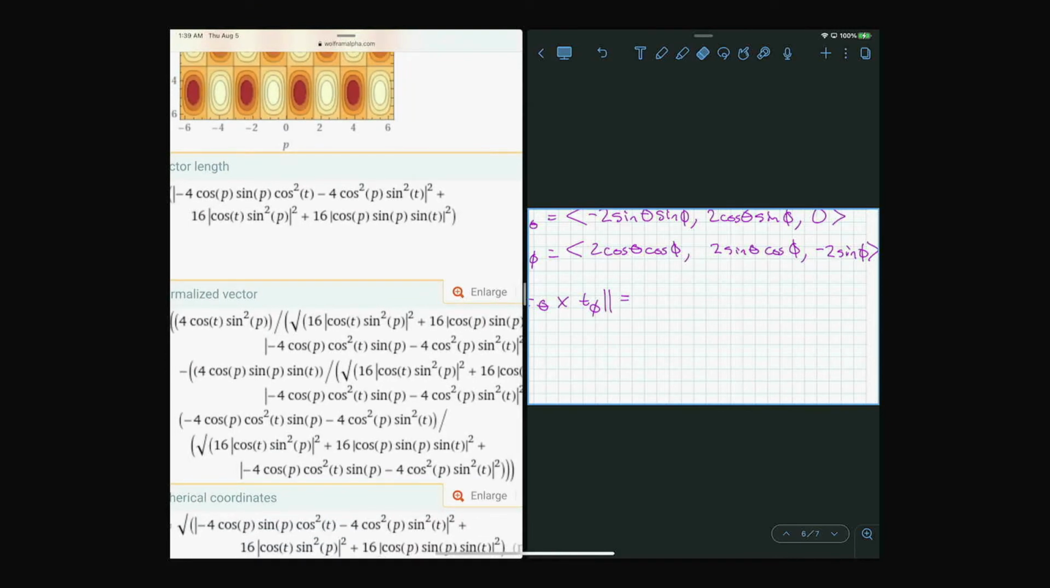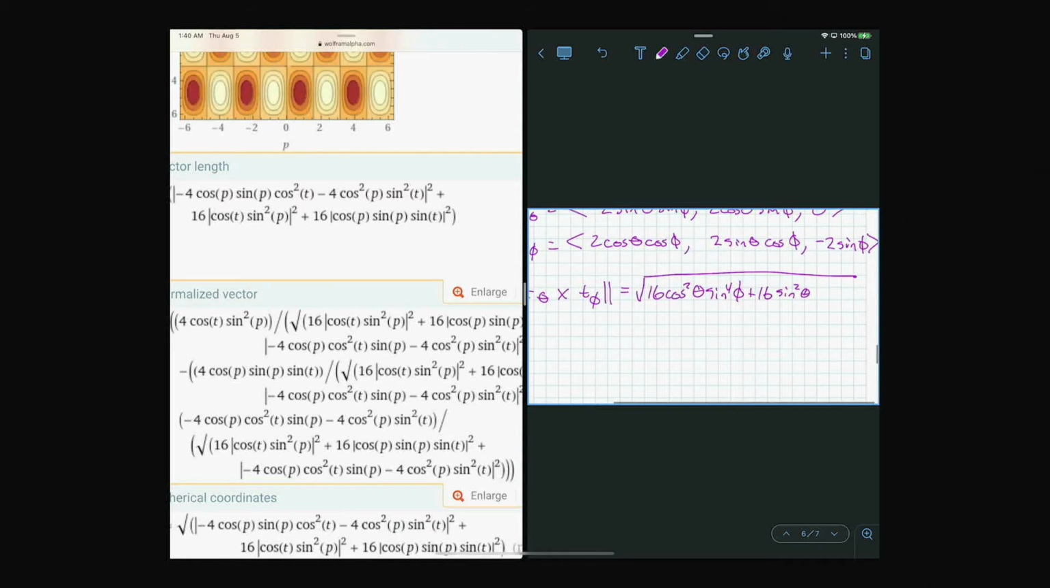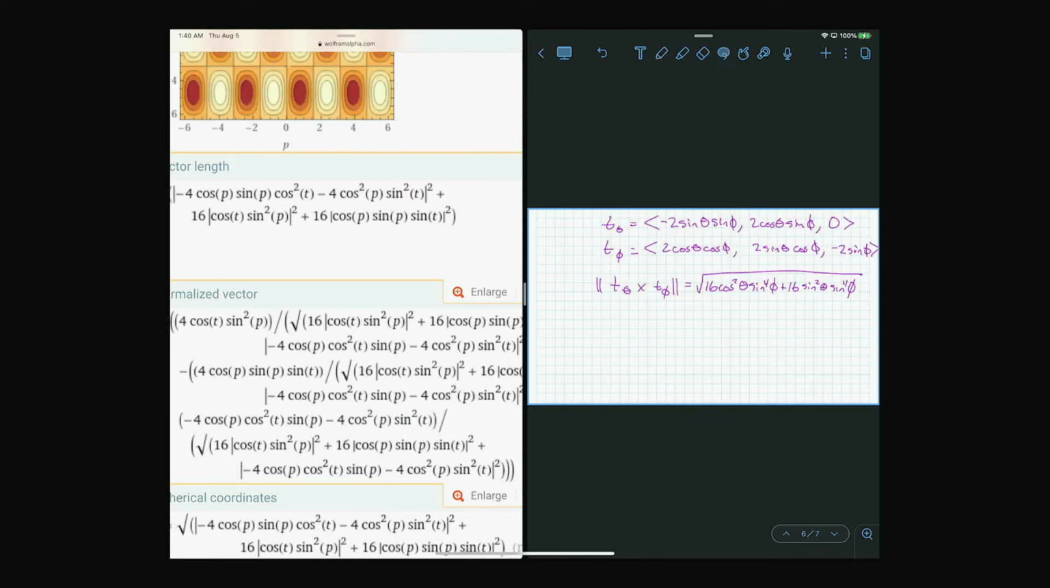Okay, so according to your book, where this ends up is that this is going to be the magnitude of 16 cosine squared theta sine to the fourth phi plus 16 sine squared theta sine to the fourth phi. Not enough room here. Let's move this over.